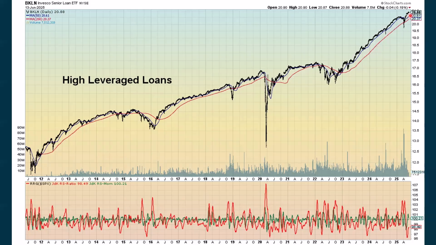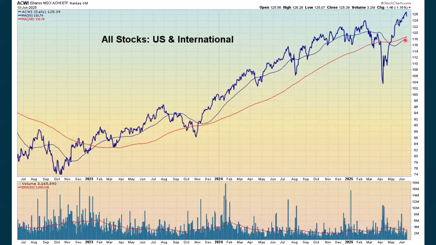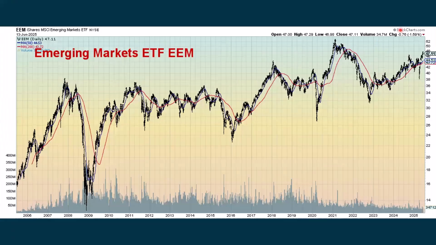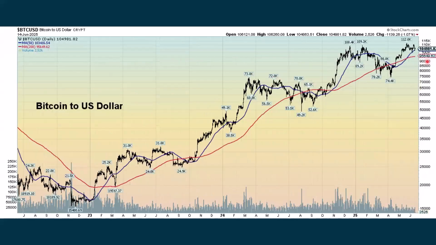These are very risky loans, and as long as this is continuing to do well, that suggests that there's more positive economic outlooks down the road. Then all stocks, where we look at U.S. and international stocks, really a lot of the strength from this chart has been coming from global or international stocks, not so much from U.S. stocks. Emerging markets are in an uptrend as well.